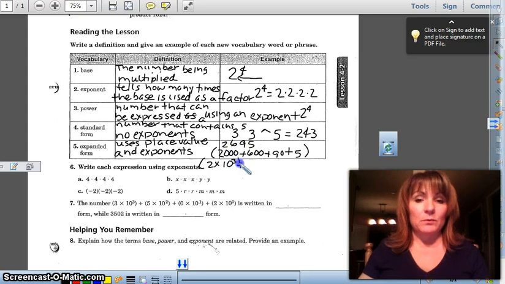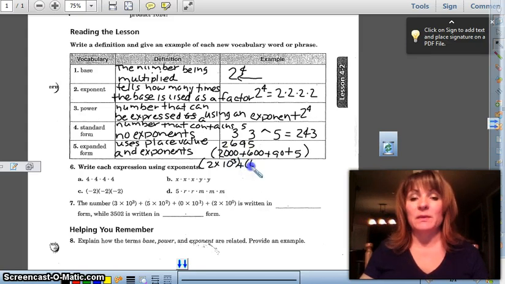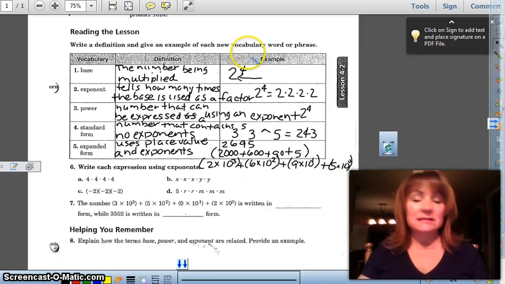Okay, plus, then we have 6 times 100. 100 would be shown as 10 to the second power, plus, turn 90 into 9 times 10, right? 10 would be to the first power, because it's just 10 to the 1. Now, the last one, the ones place, would be 5 times 10 to the 0 power, because anything to the 0 power is 1. You might want to write that up there. That should be review.